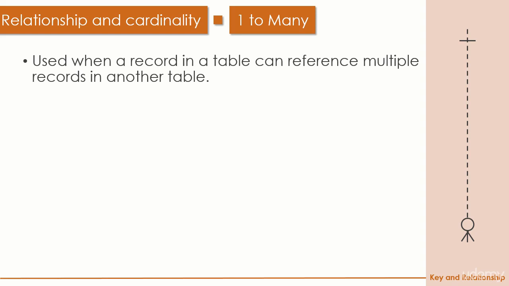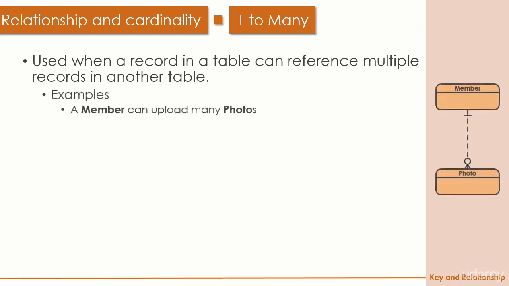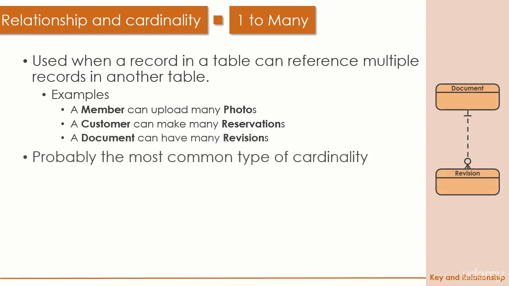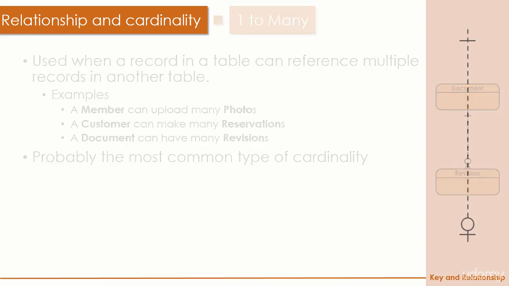The one-to-many relationship is used when a record in a table can reference multiple records in another table. For example, the member can upload many photos, so from the member side, we can identify the many photos he uploaded. The customer can make many reservations; he can reserve many times. The document can have multiple revisions. The one-to-many relationship is probably the most commonly used type.